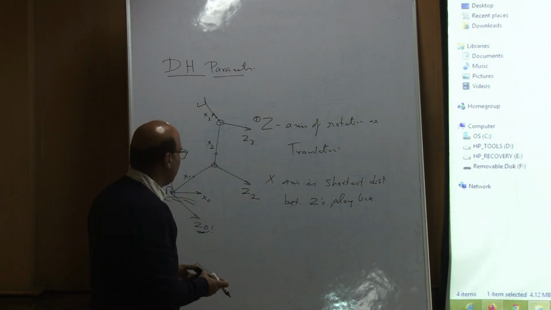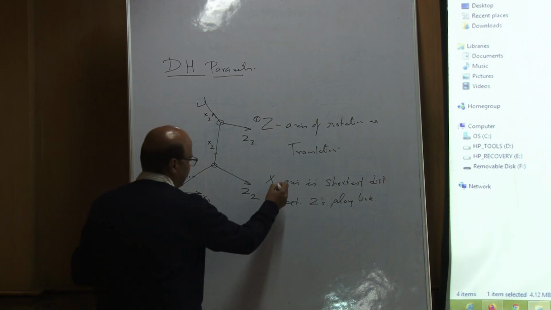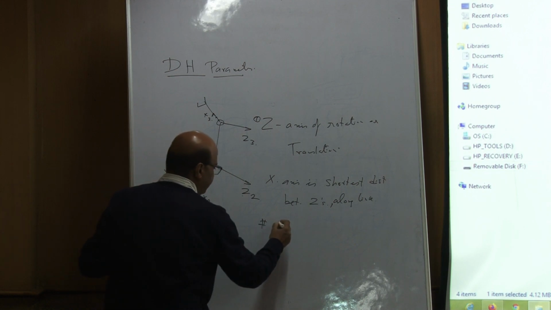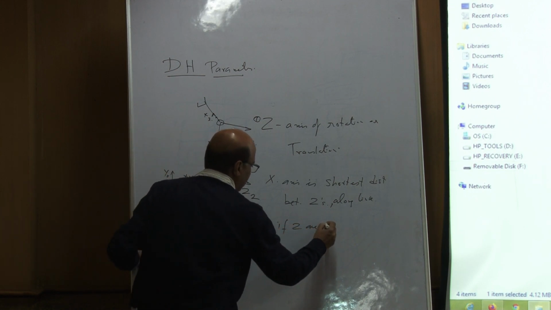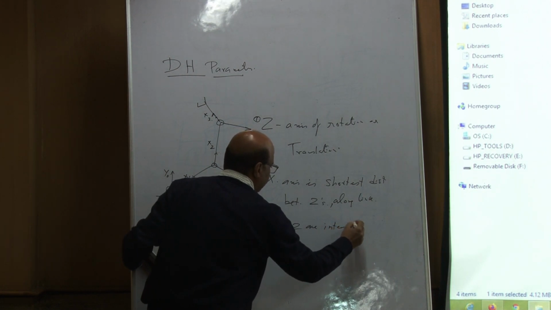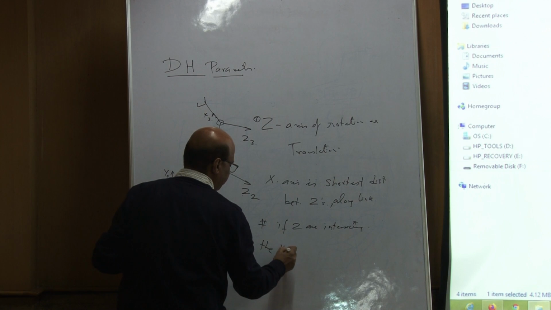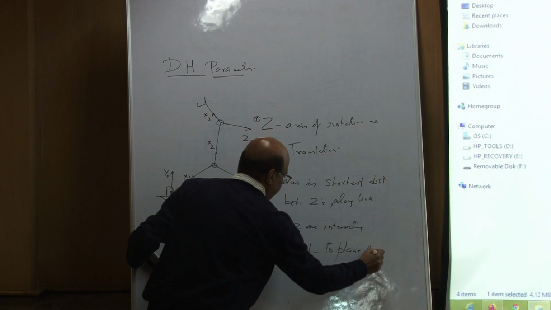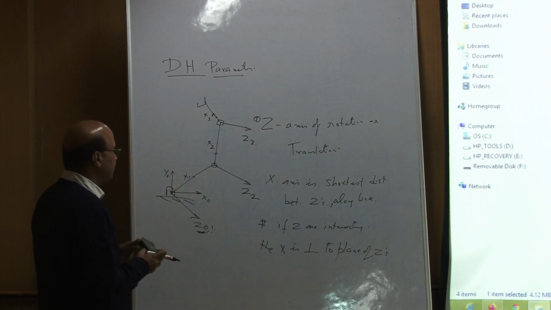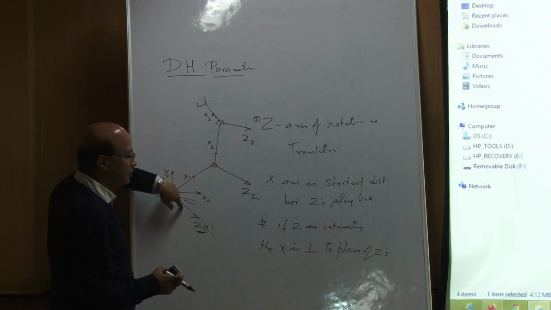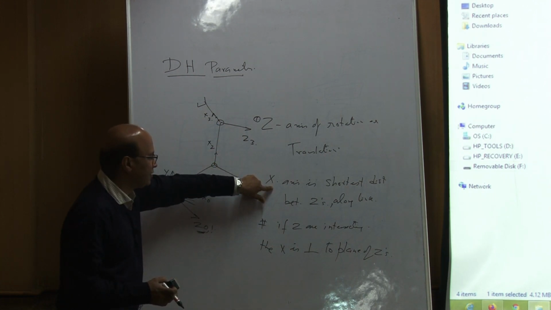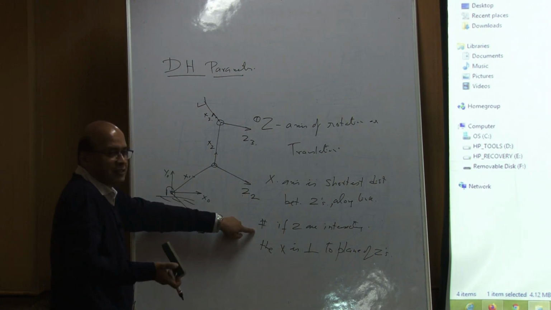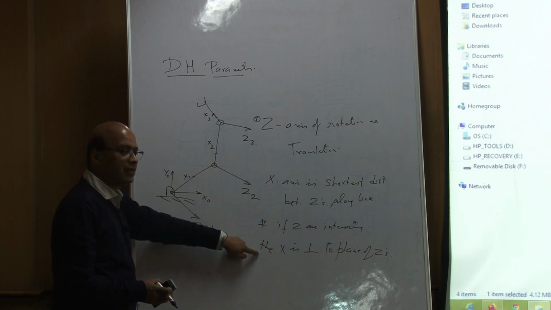Now there is only one condition that comes up in x. So this is a separate condition of x. So if z's are intersecting, then x is perpendicular to the plane of z's. Okay. So in this case, the z's are parallel. So this condition is okay. X is the shortest distance between the z's because they're parallel. Now, if the z's are intersecting, then there is no shortest distance between them. In that case, the x is perpendicular to the plane of the z's.